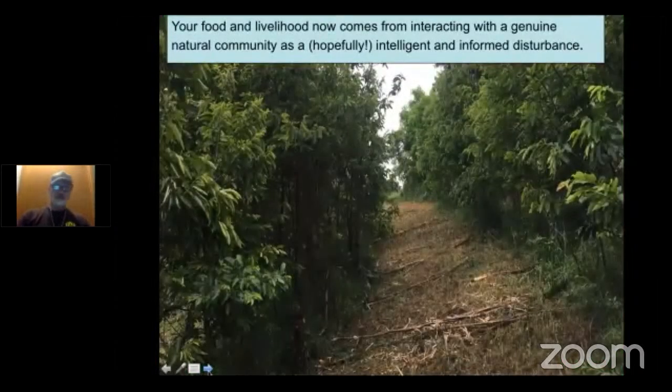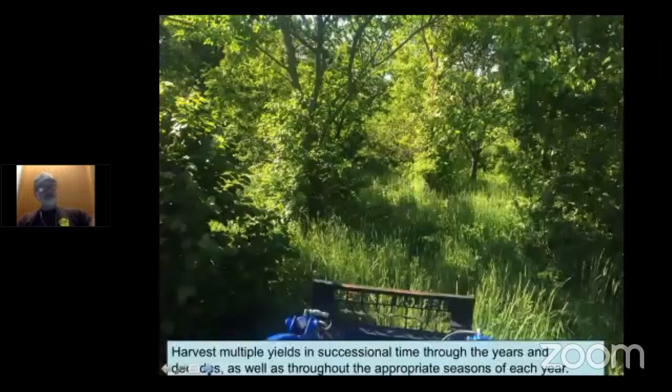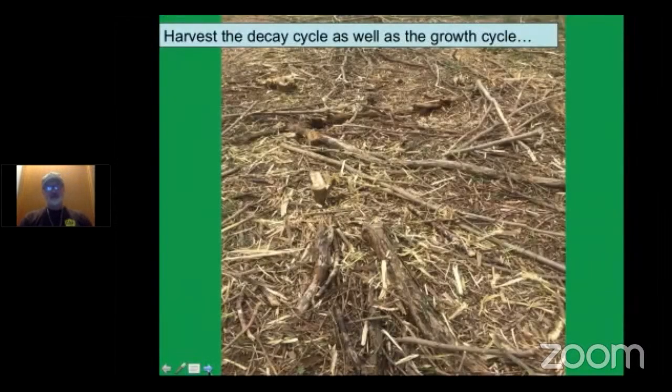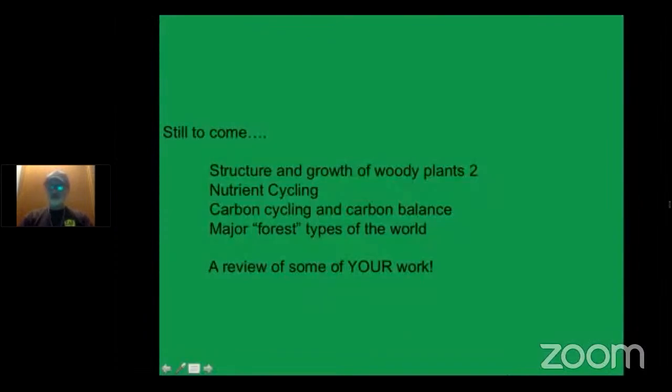informed disturbance. We'll harvest multiple yields through the season, from early spring plants such as raspberries and currants to late fall things such as grapes and acorns, chestnuts and hazelnuts and apples. We're harvesting mushrooms in the decay cycle, and it looks beautiful. I think it looks beautiful. And when I'm going in California, this is the kind of agriculture I want to be leaving behind when I walk through California.